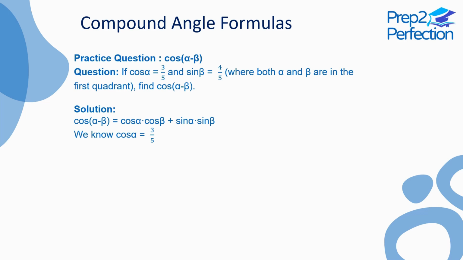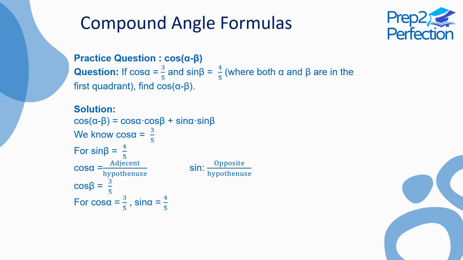So we know that cos A is equal to 3 over 5 because it's given to us. Then we know sine B is equal to 4 over 5. It is also given to us. So from these values, we know that 3 will be our adjacent, 5 will be our hypotenuse, and 4 will be our opposite. So we can work out cos B equals 3 over 5, cos A 3 over 5, sine A equals 4 over 5. We plug these values in. This will give us 1.